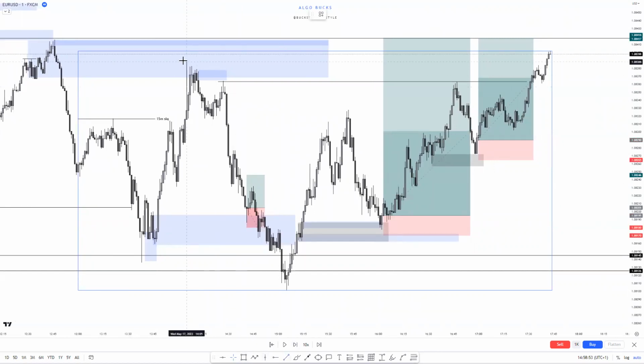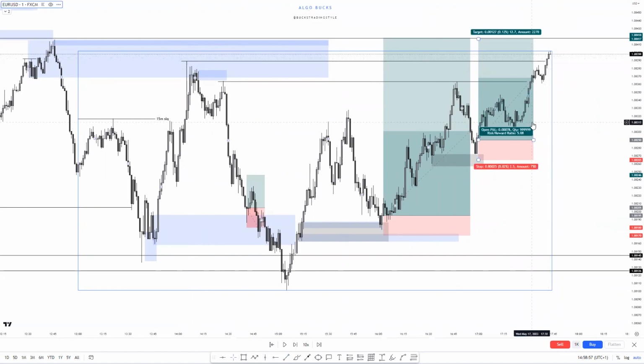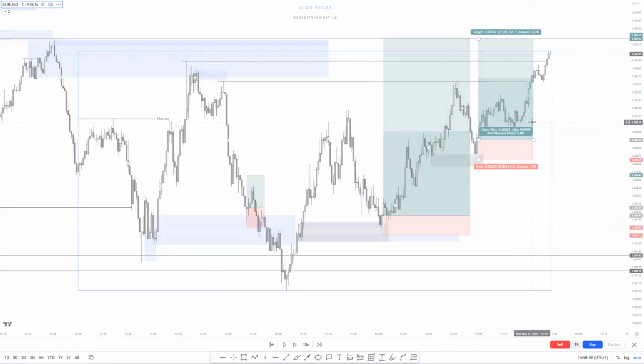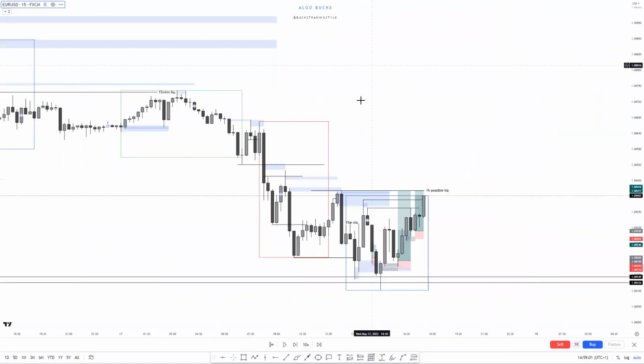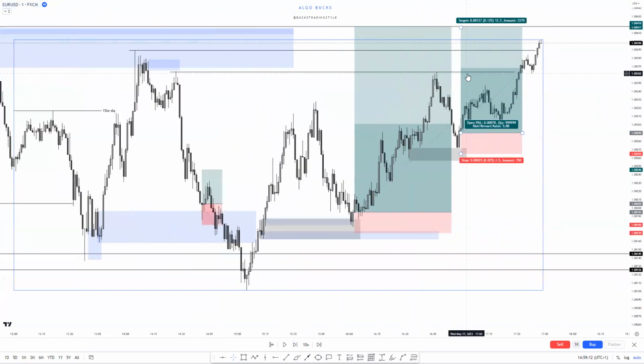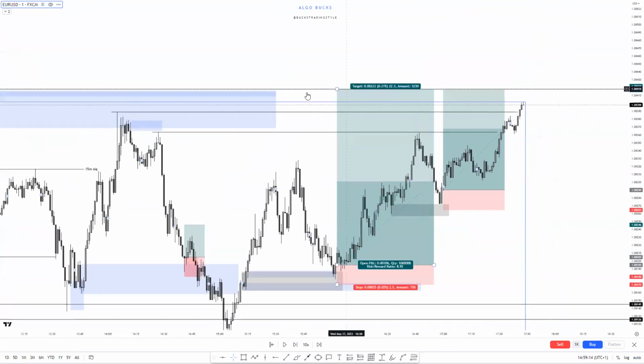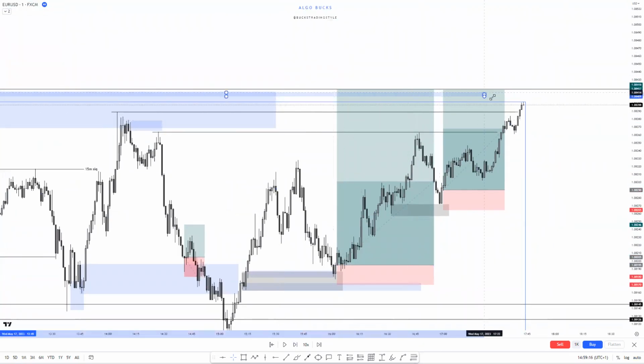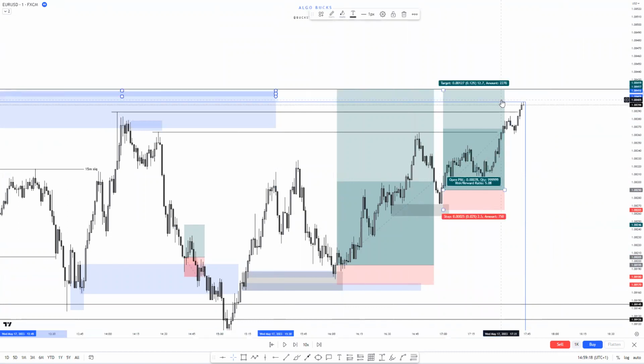Now, price has taken out the 15 minutes and 5 minutes. Let's go on 15 minutes. Okay, price has taken out the liquidity level on 15 minutes. This one is H1 liquidity, right? And then the POI we are watching was this one right here. This was our refined POI.